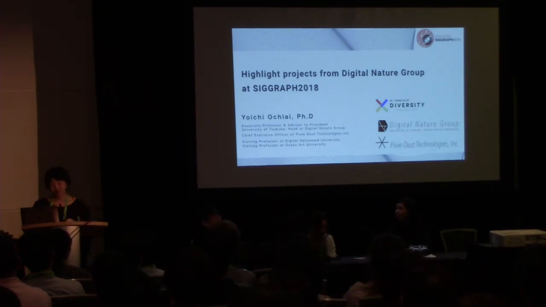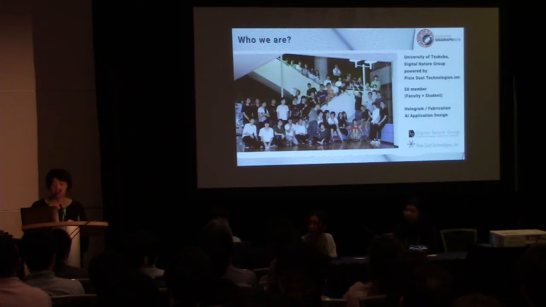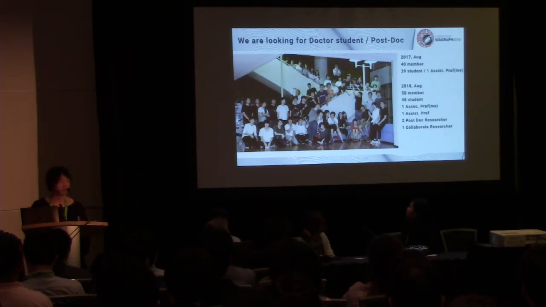Let's get started. I'd like to introduce the highlighted projects from our group. I'm from the University of Tsukuba, and our group is called the Digital Nature Group. We have 50 members, including faculty and students, and we are doing holographic research, fabrication research, and also AI application design. And this is the most important thing: we are looking for doctoral students and postdoc faculty. If you're interested in Japan, please visit our lab and come and join us.